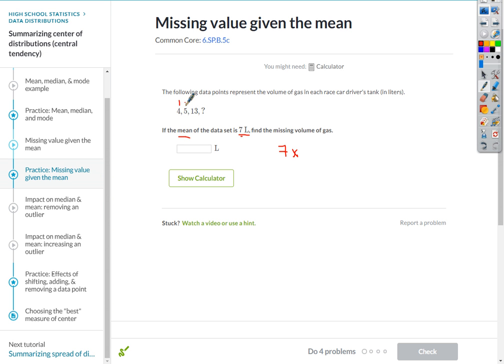So it is 1, 2, 3, 4. So 7 times 4 is 28. I need to take away the total for the ones that I already have. 4 plus 5 is 9. 9 plus 13 is 22. So I'm going to subtract 28 minus 22, and my difference is just 6. So the missing number would have been a 6.